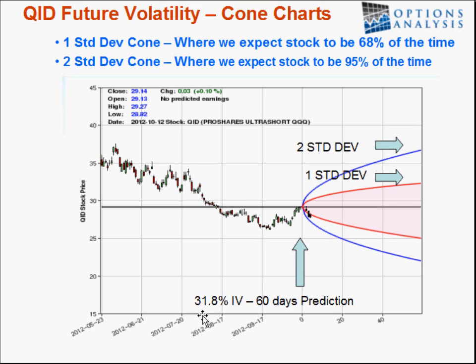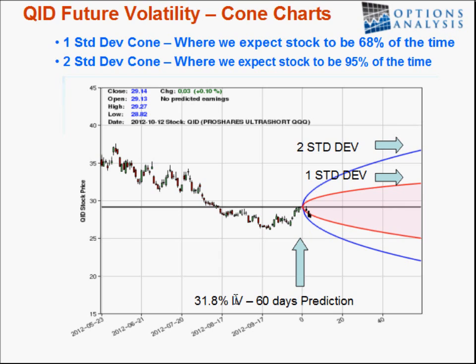I use the number 31.8% volatility to compute this particular cone chart. One standard deviation, this is where we expect 68% of the stock to be in that time period. Two standard deviations, we expect the stock to be contained inside that cone 95% of the time after 60 days have gone by.